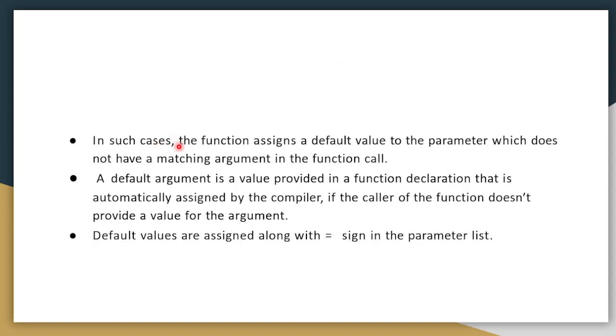In such cases, the function assigns a default value to the parameter which does not have a matching argument in the function call. A default argument is a value provided in the function declaration that is automatically assigned by the compiler if the caller of the function doesn't provide a value for the argument. Default values are assigned along with an equal to sign in the parameter list.